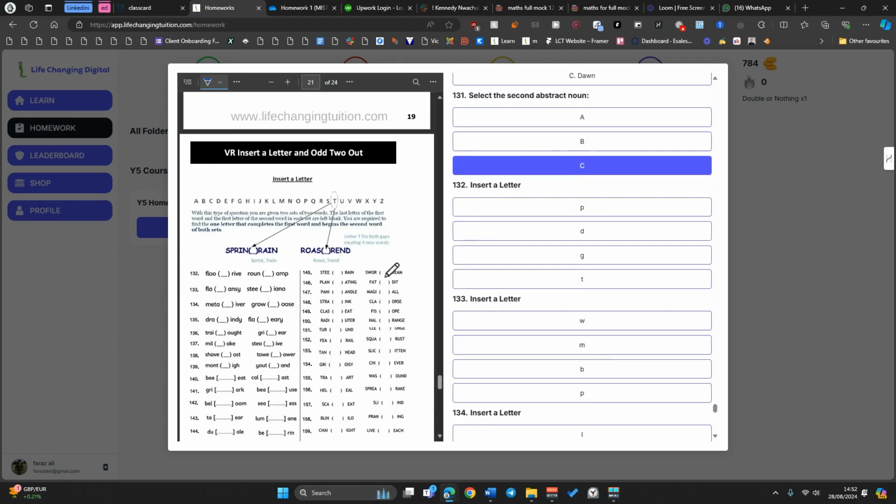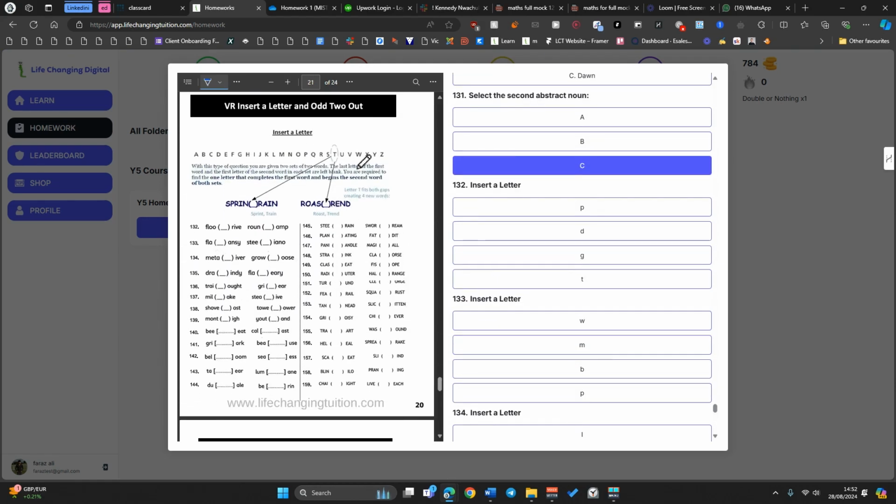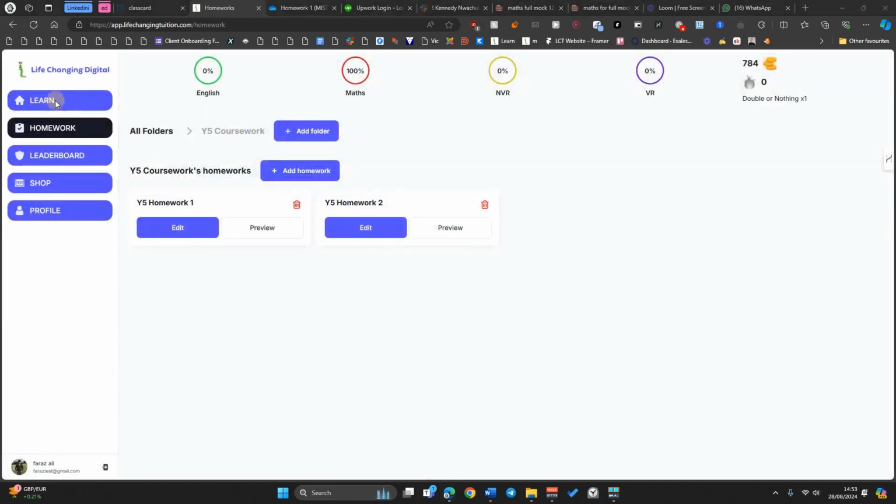Okay, verbal reasoning now. Insert the letter. So these ones are again, there's not much to show here. I'll show you the technique that we'd go through, but then most of it will just be going through the answers. So with this question, insert the letter question type, we've got tutorials on our website on how to do this question type as well. And I believe in the Learn tab over here. If you go to the, I'll actually show you right now.